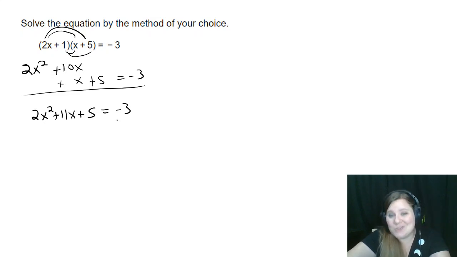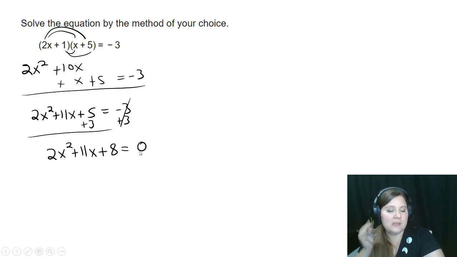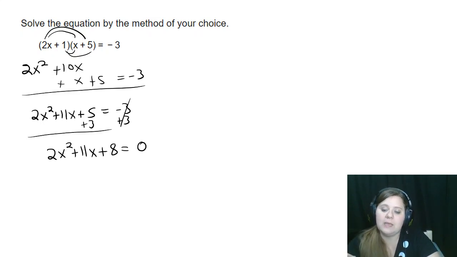And since it's a quadratic, I have to move everything to one side. So I'm going to add 3 to both sides. And that's going to give me 2x squared plus 11x plus 8 equals 0. So at this point, you can choose how you want to approach it. You can try to factor it. You can try to complete the square. Or you can use quadratic formula.